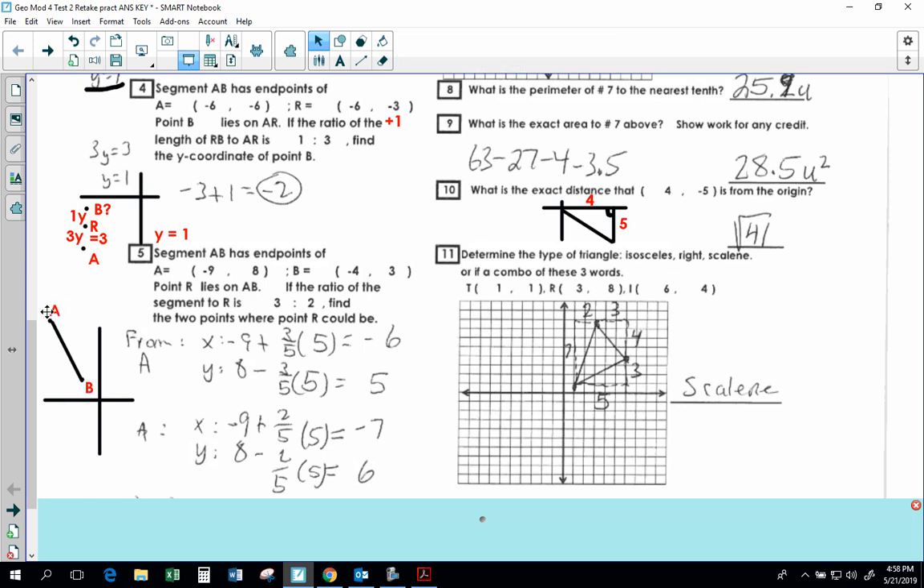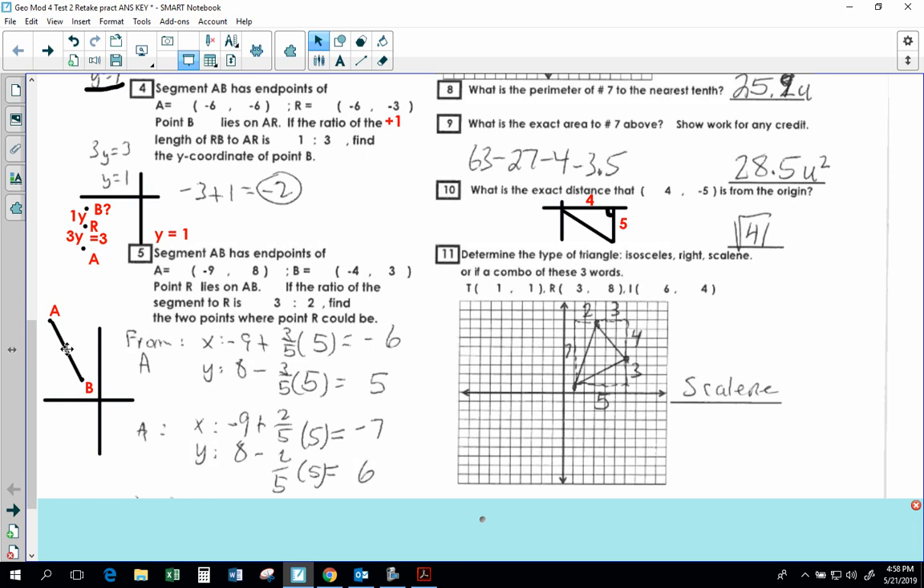Okay, it's either going to be 3/5 from A or 2/5. If I go 2 to 3, switch the order, either 3/5 or 2/5 from A. I'm just choosing to use A. Since I'm using A, of course, I write down the X and Y coordinates of A, -9 and 8.